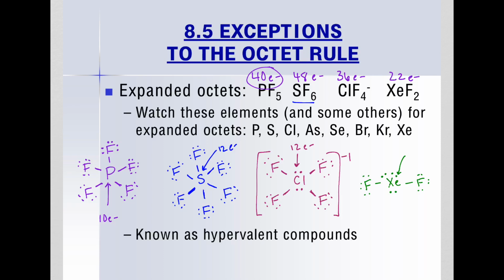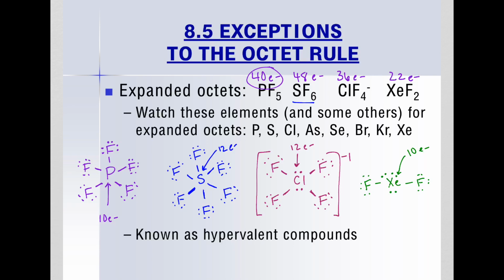So again, what's nice about these is you do not need to memorize the expanded octets. You will just see that when you draw your Lewis structure, you're ending up with more than 8 electrons on the central atom. It only will apply to the central atom, and typically these elements have to be in the 3rd period or lower on the periodic table. So basically they need to be some of the larger elements.